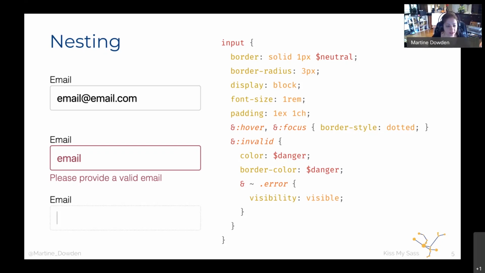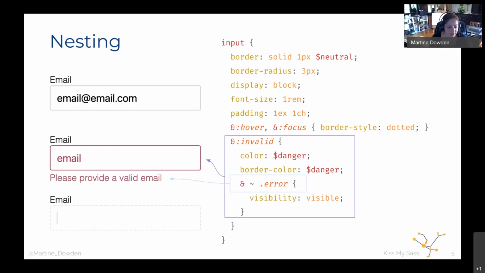That's where you get into things like the ampersand. See how this class invalid has the ampersand at the beginning of it? That refers back to its parent. So the parent in this case is input. It's the overarching grouping. And so in this case, it would be input pseudoclass invalid. We have a color of danger and a border, et cetera, et cetera. So that's what the ampersand is there for. It tells you that it's a reference back to the parent inside of the group.